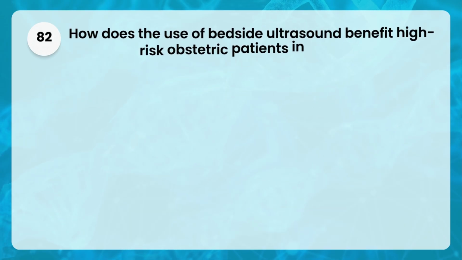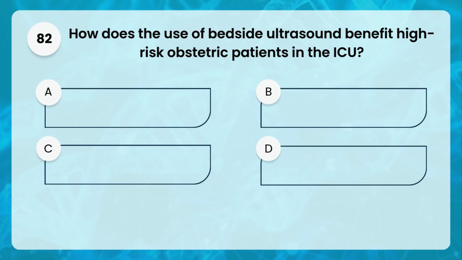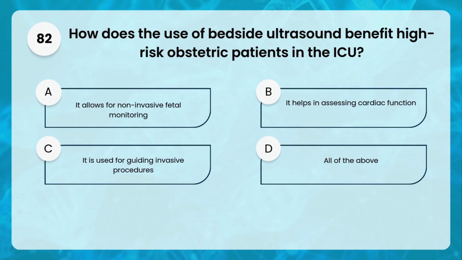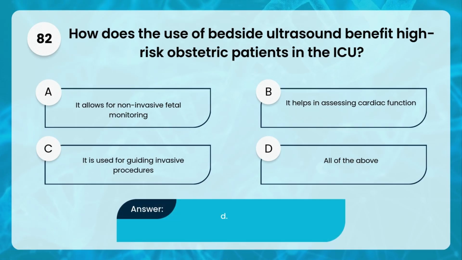82. How does the use of bedside ultrasound benefit high-risk obstetric patients in the ICU? A. It allows for non-invasive fetal monitoring. B. It helps in assessing cardiac function. C. It is used for guiding invasive procedures. Or D. All of the above. The answer is D. All of the above.